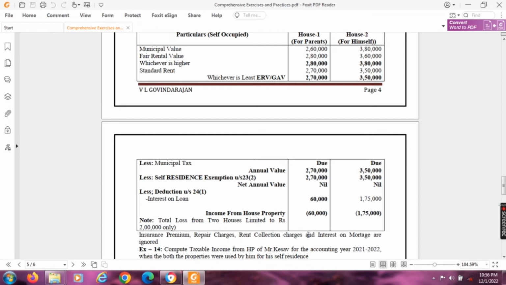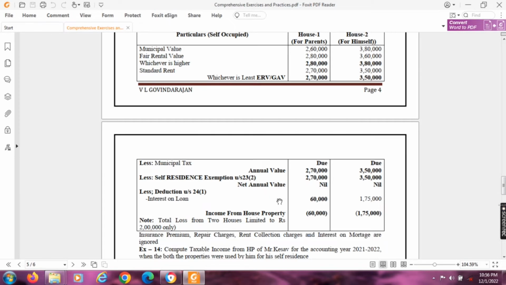Municipal tax is not due, so we cannot deduct any amount from the gross annual value. So the balance value is the annual value for both the properties. Both the properties were occupied for self-residence, so we can claim self-residence exemption under section 23, subsection 2. 100% of the annual value is exempted, so the net annual value will be 0.